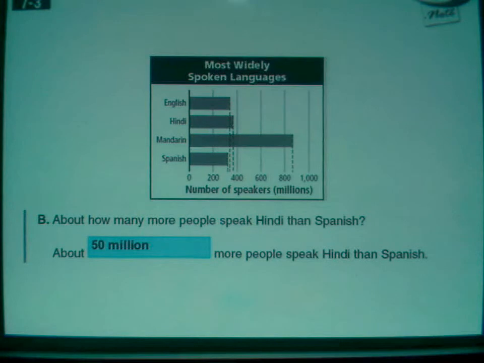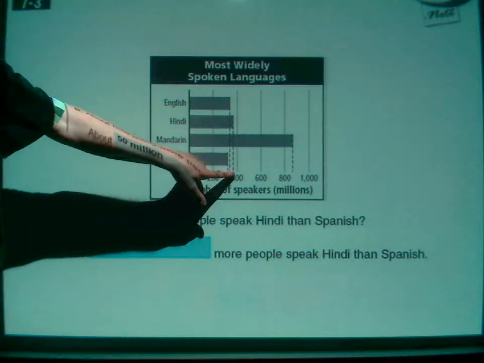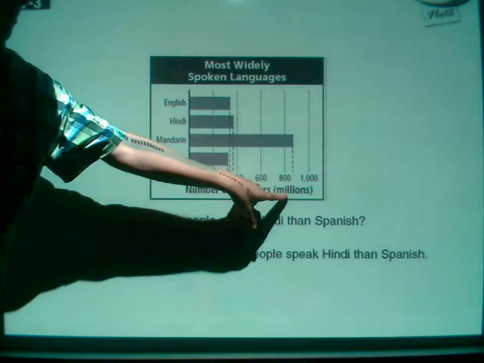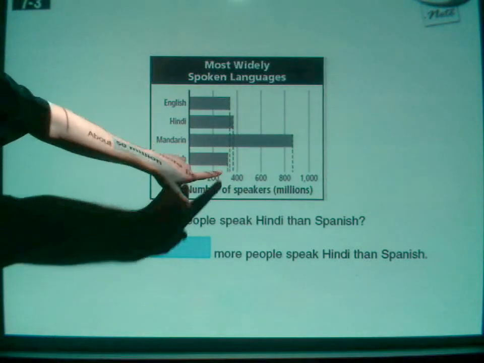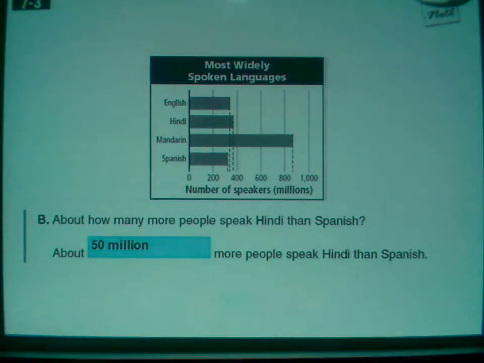The Hindi bar is around the 375, and in this case that would be million mark, while the Spanish bar is probably a little bit closer to the 300 mark, maybe just past it a little bit. And as you can see, that's indeed the approximation they've used here. They've used the 375, and in this case 325 million, to approximate a difference of 50 million. So about 50 million more people speak Hindi than Spanish.